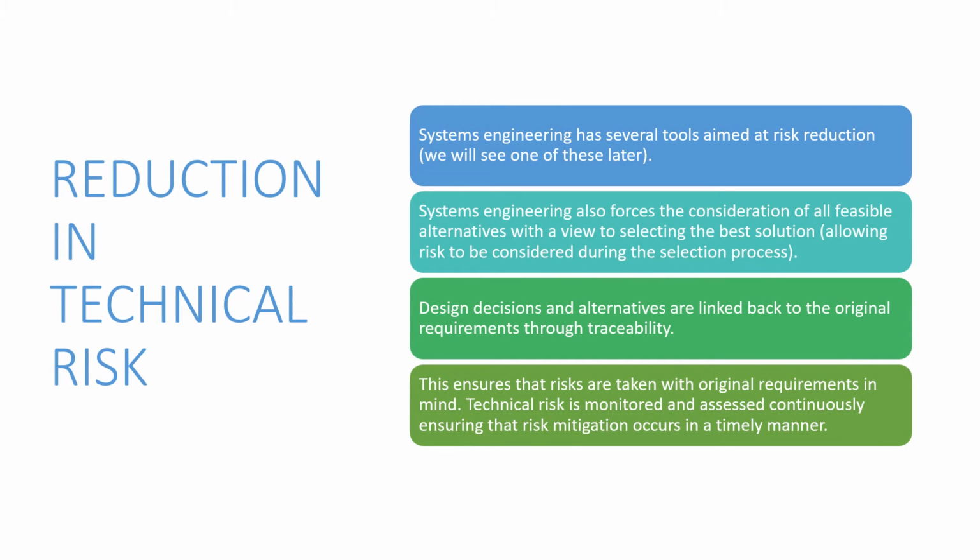Next, we move on to the reduction of technical risk. System engineering has a lot of tools mainly aimed at risk reduction associated with the development of the system. If there are more feasible alternatives, system engineering also forces us to select the best solution. Through system engineering, design requirements can be tracked back to the original user requirements, and conflicts in the user requirements can be identified. Technical risk is monitored and assessed continuously, to ensure that risk is handled in a timely manner.